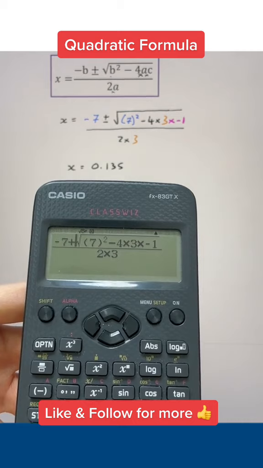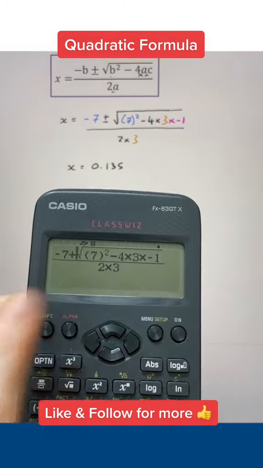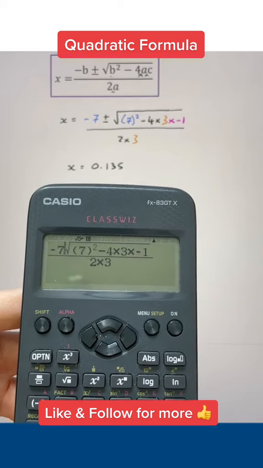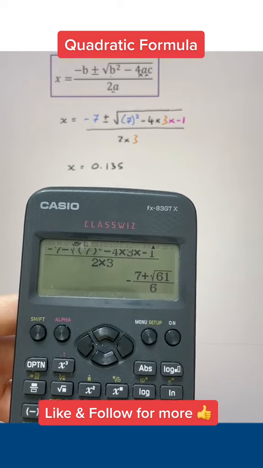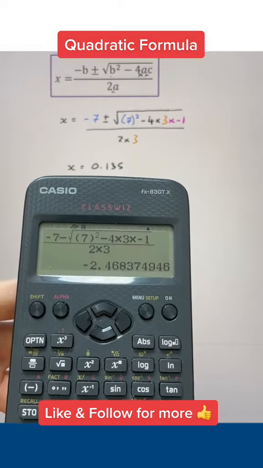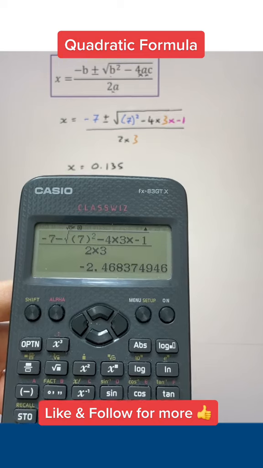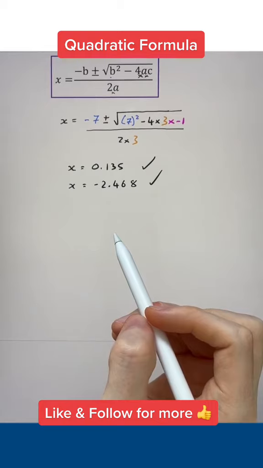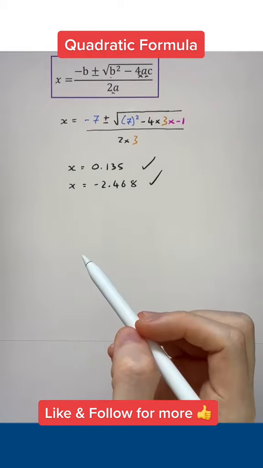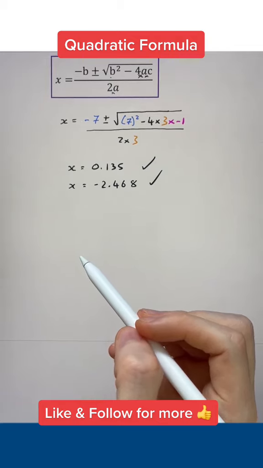To get my second solution, I just use my arrow key to go back to the plus. I delete the plus in front of the square root and change it to minus and press equals again. And once more press SD. And my second solution is -2.468, again to 3 decimal places. Hence my two solutions are 0.135 and -2.468 when rounded to 3 decimal places.